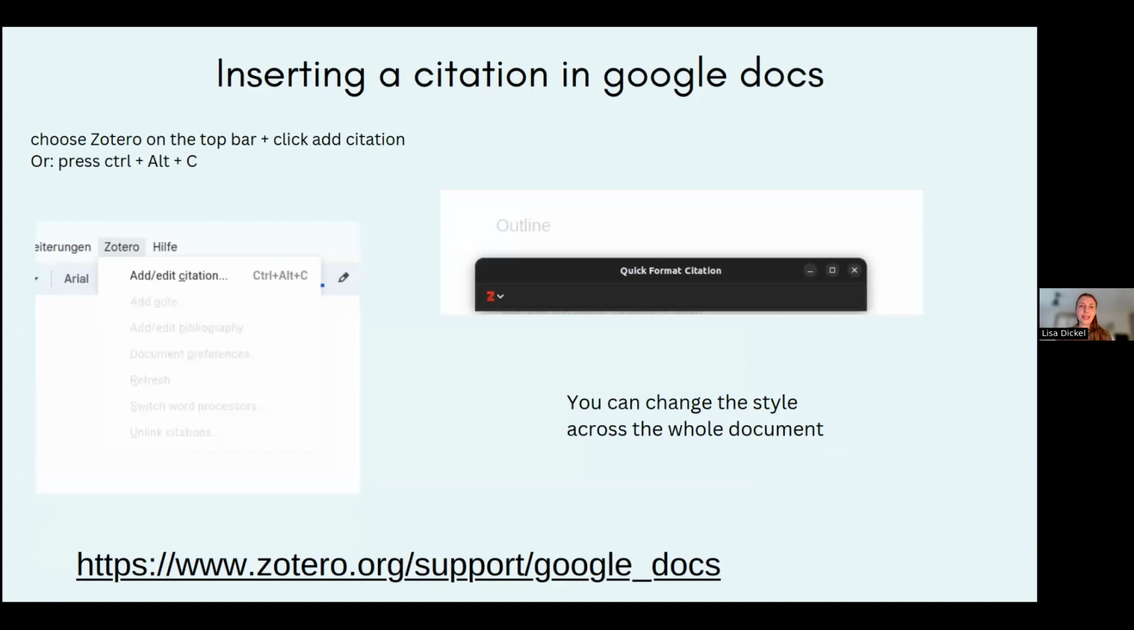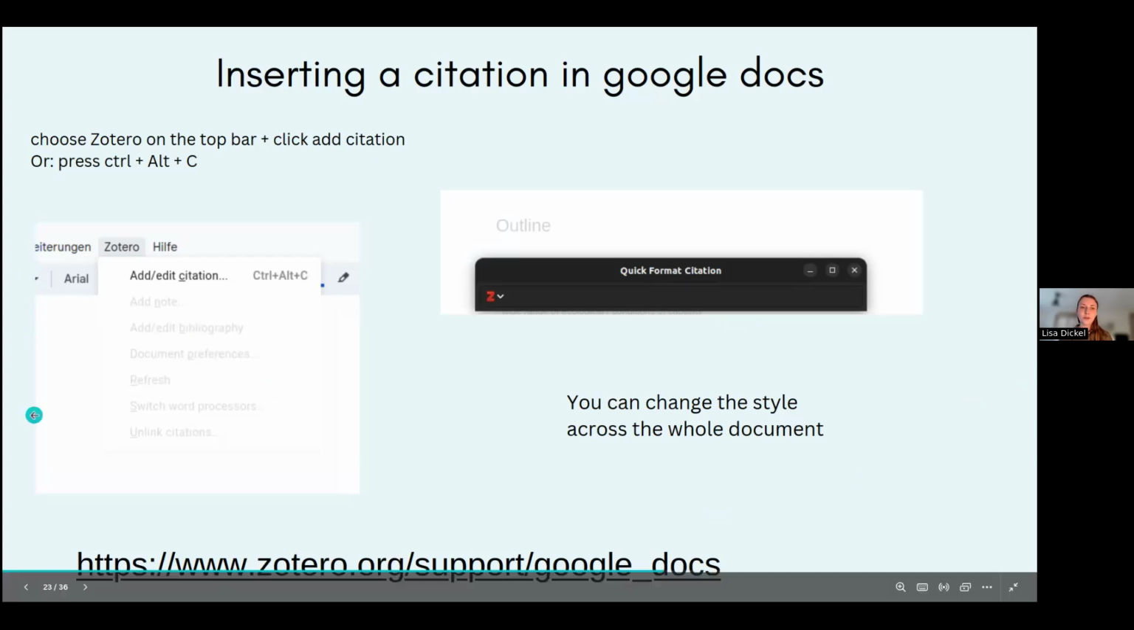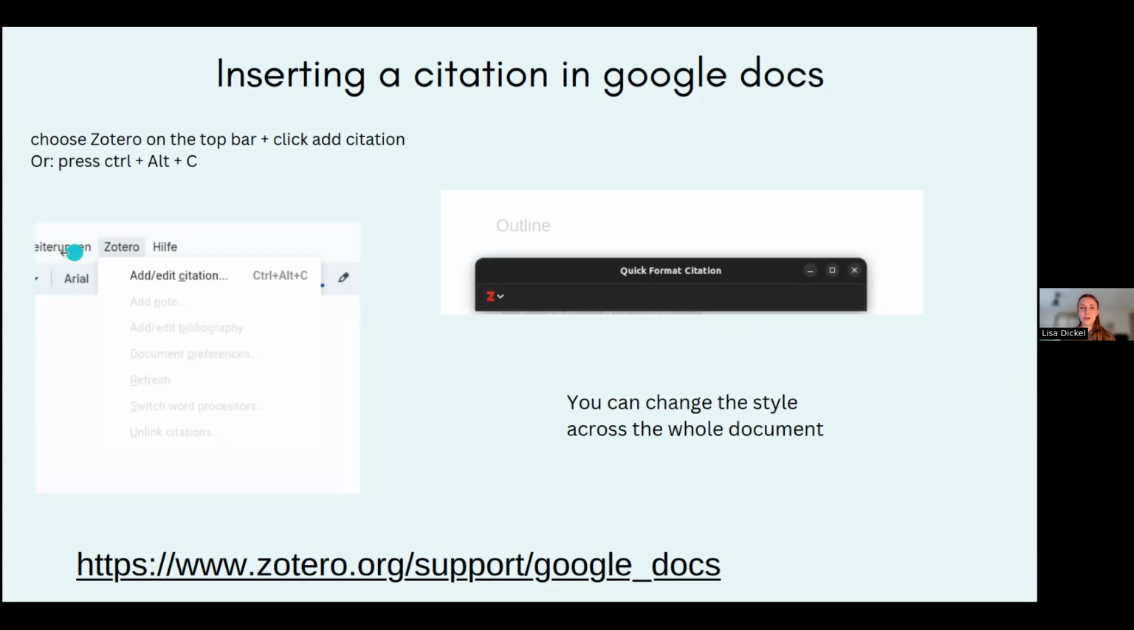So now we are all set to actually insert a citation in Google Docs, which is simple. We just go to our Google document, and on the top bar there will be this tab which is called Zotero. And then we can simply click on Add Edit Citation, which will then open this pop-up window, this quick format citation, where you can then enter the name of the first author, for example, and find it. It will pop up below, and then you can choose the right reference here.